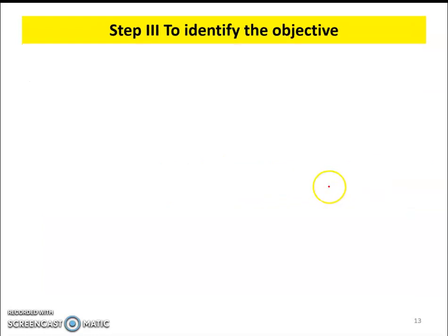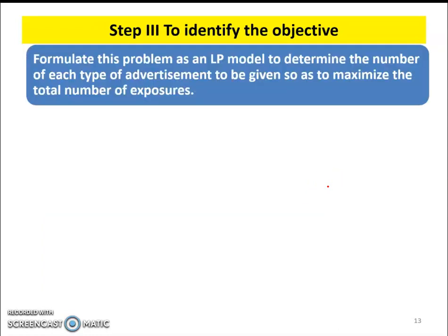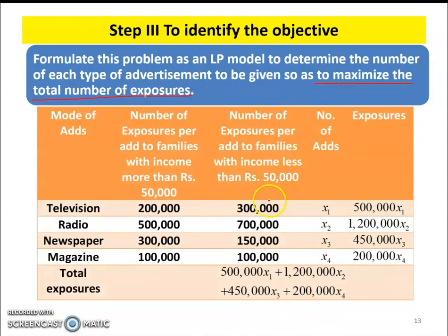So now we have this. The last thing is to identify the objective. So what is the objective? See, formulate this problem as an LP model to determine the number of each type of advertisement to be given so as to maximize the total number of exposures. So what we have to do is maximize the total number of exposures. And this is the exposure. See, number of exposures per ad to families with income more than rupees 50,000 and number of exposures per ad to families with income less than rupees 50,000.